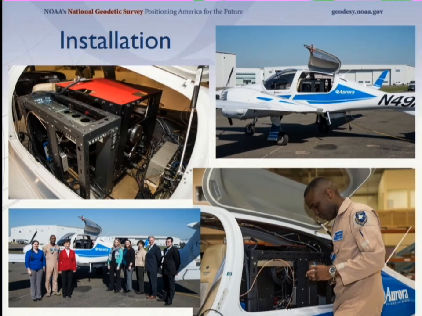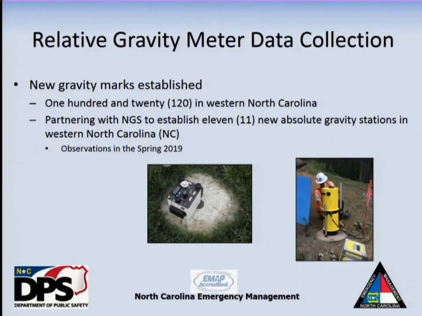But to supplement that, we also need to collect some terrestrial gravity data. As Scott mentioned, the meter on the right is an absolute gravity meter. It's around $500,000. So if anybody has any money they want to provide to the Geodetic Survey so I can buy a gravity meter, I'll be very glad to have that.